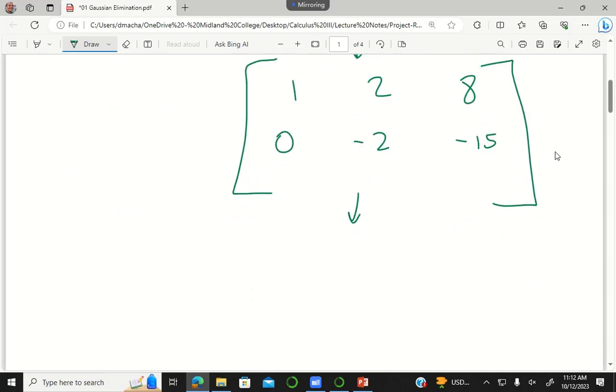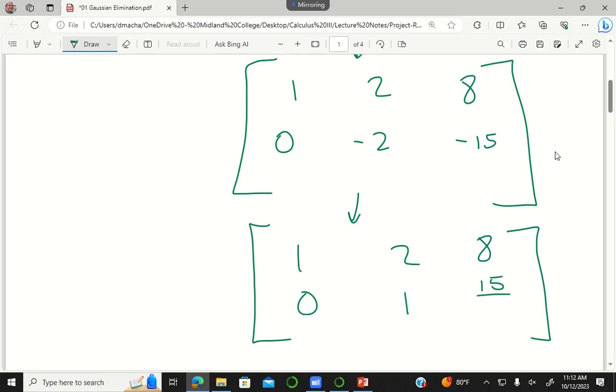Then the second row is representing the equation 0x minus 2y equals negative 15. But maybe I want to multiply the second row by a negative 2. Or I could say divide by negative 2. What I really want to do is divide the second row by negative 2. And it's the same thing as dividing an entire equation, left side and right side, by negative 2. So that's allowed. And 0 divided by negative 2 is 0, negative 2 divided by negative 2 is 1, and then, of course, negative 15 divided by negative 2 is 15 over 2.